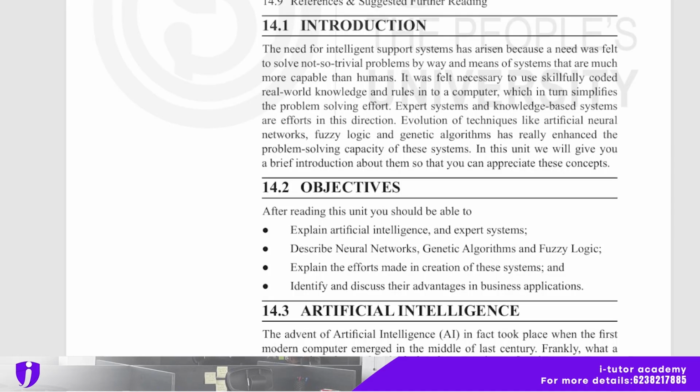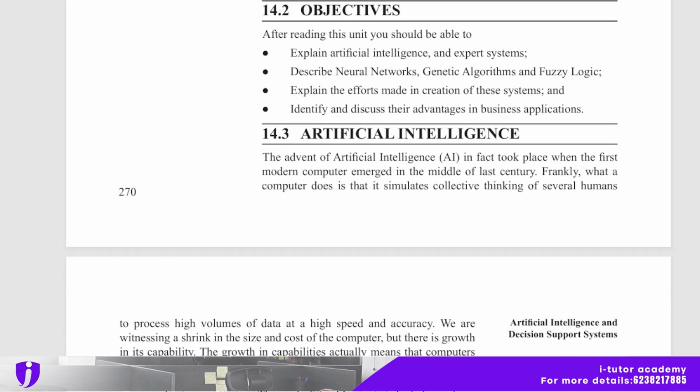Evolution of techniques like artificial neural network, fuzzy logic, and genetic algorithm has really enhanced the problem solving capacity of these systems. In this unit, we will give you a brief introduction about them so that you can appreciate these concepts. Objectives are here. After reading this unit, you should be able to explain artificial intelligence and expert system, describe neural network, genetic algorithm, and fuzzy logic, explain the effort made in creation of these systems, and identify and discuss their advantages in business applications.